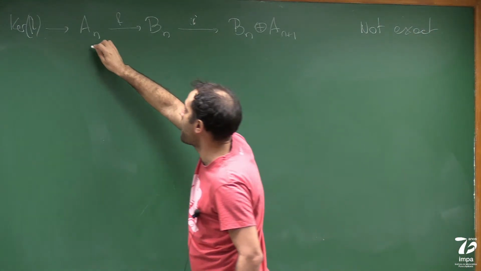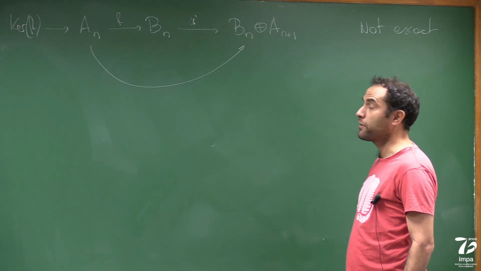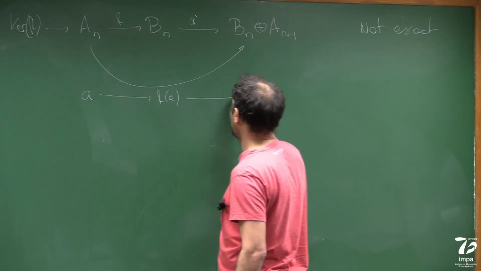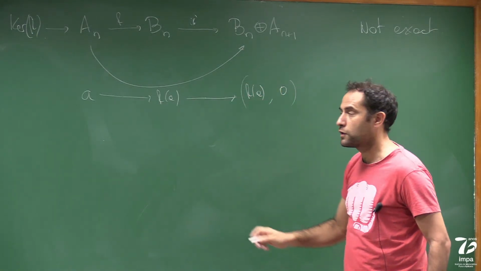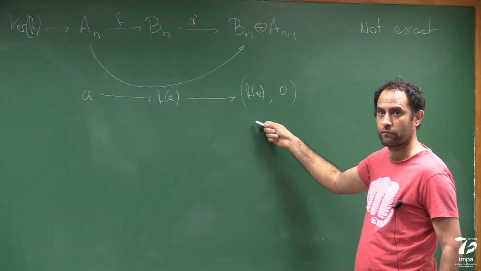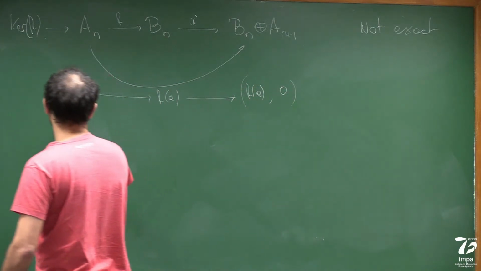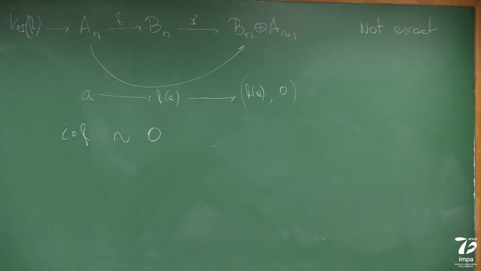However, the composition of this map here is also not 0. It sends A to F of A, and here it goes to F of A, 0. So this composition is non-zero. But it is homotopy equivalent to 0. And this we've also checked. Okay, so that's one observation.